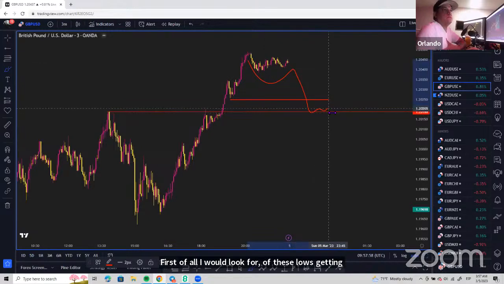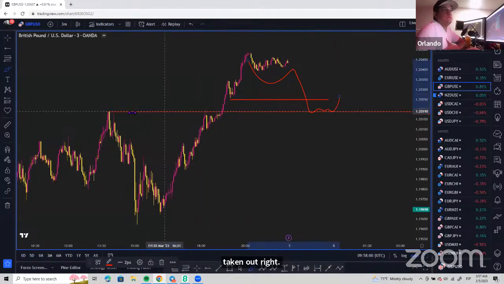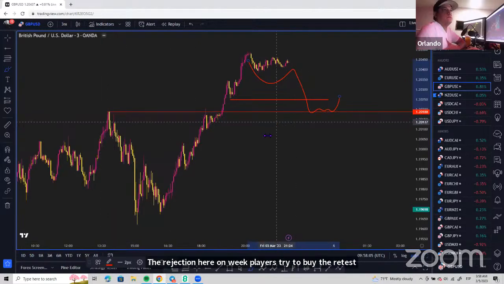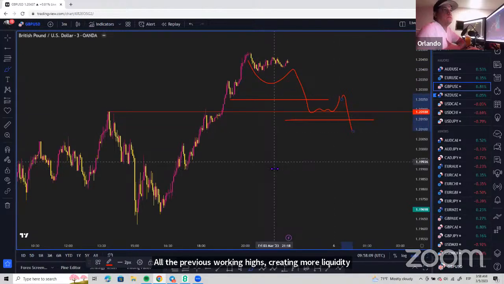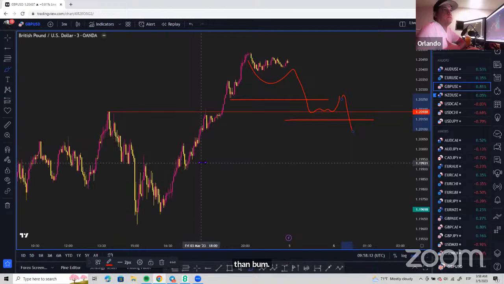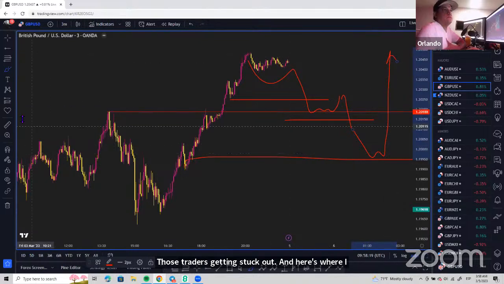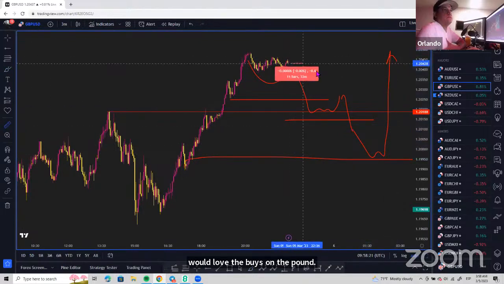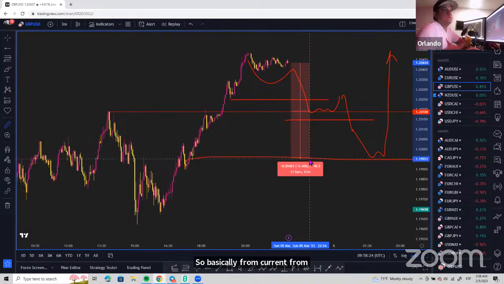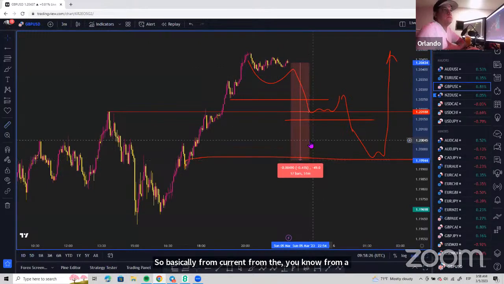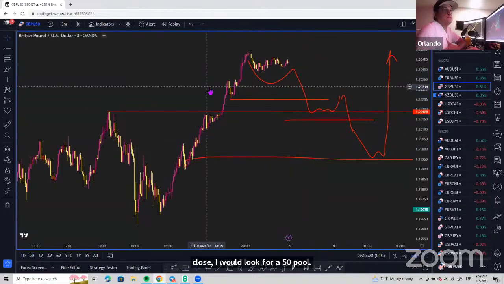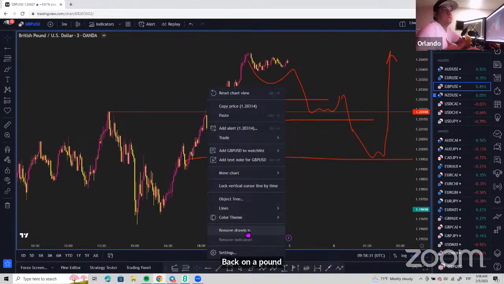The rejection here on weak players trying to buy the retest of the previous broken highs, creating more liquidity. Then, boom, those traders getting stopped out. And here's where I would love the buys on the pound. So basically, from the close, I would look for a 50 pip pullback on the pound to start looking for longs. All right, remove drawings.